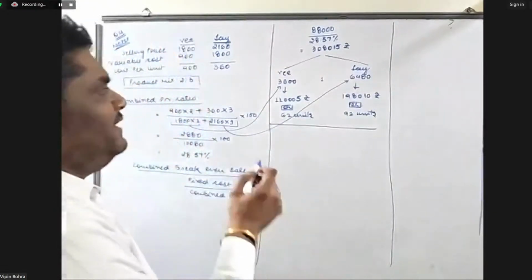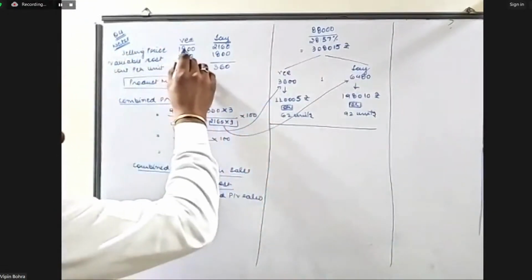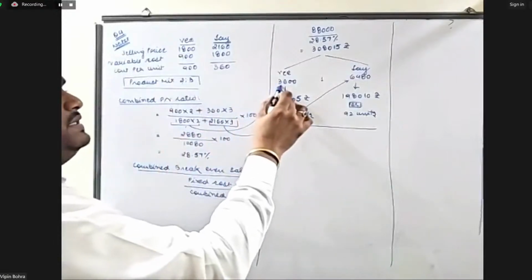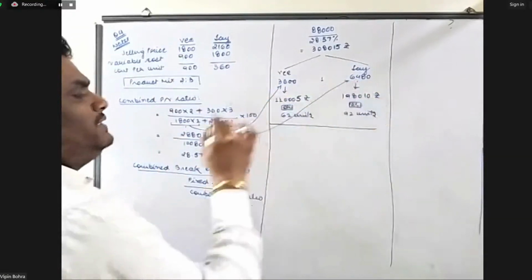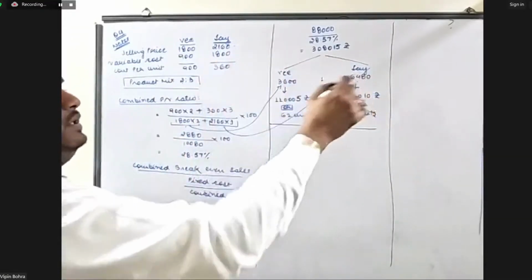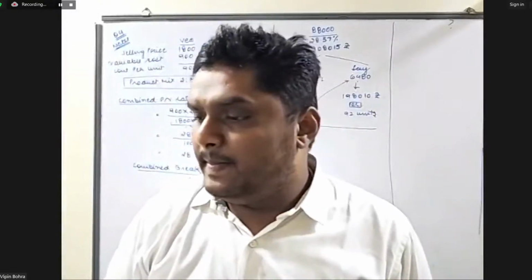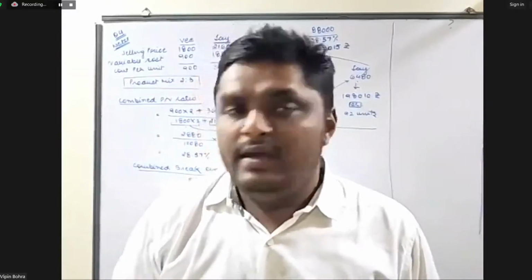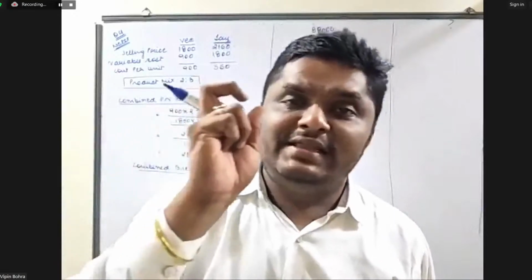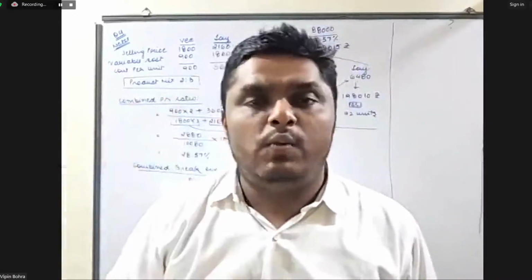Break-even sales is divided in the ratio of sales, that is 1800 into 2, 3600, and 2160 into 3, 6480. So this is how the break-even sales is divided, in the ratio of sales, that is the impact of price as well as the quantity.